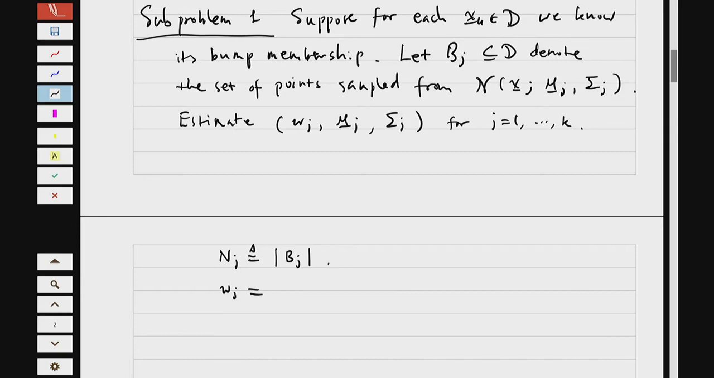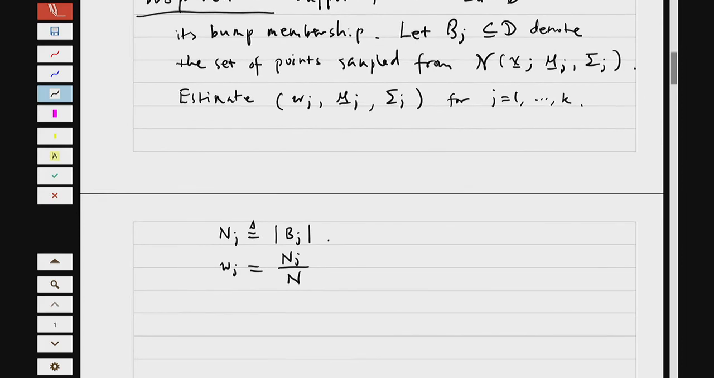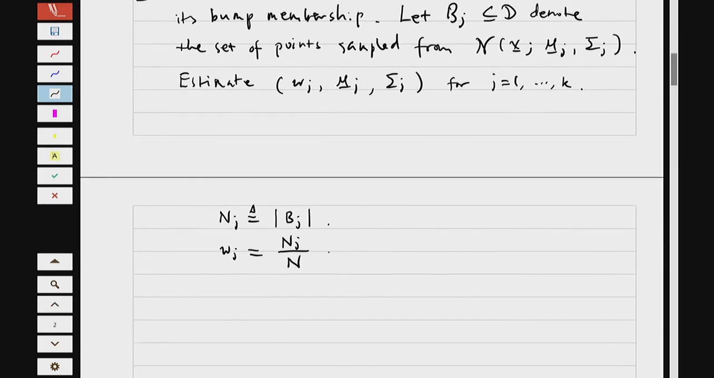Yeah, that's right. Just the ratio. What portion of the points come from the j-th bump? Therefore, it seems reasonable to simply use this ratio to estimate w j. It's quite a reasonable thing to do.